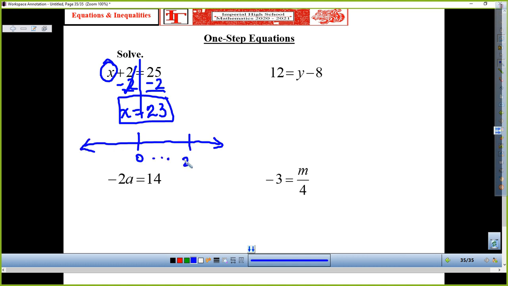What does that mean, Mr. Q? Here, instead of x, what goes here instead of x, guys? The value that we just found. So let's see. This becomes 23 plus 2 equals 25. What is 23 plus 2? 25. Is 25 equal to 25? Yeah, and that's how we check the work.